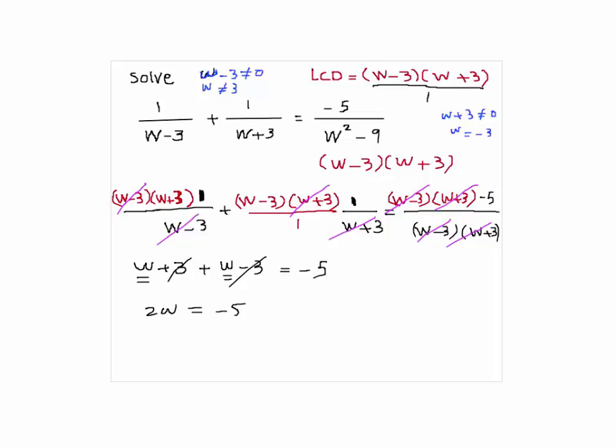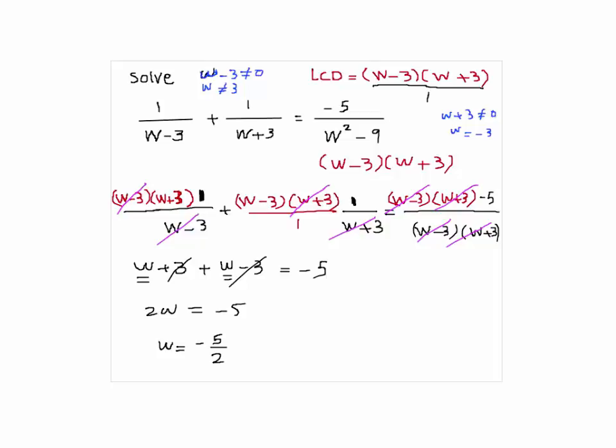So what is w equal to, Samantha? Negative 5 over 2. Yes. w is equal to negative 5 over 2, very good.